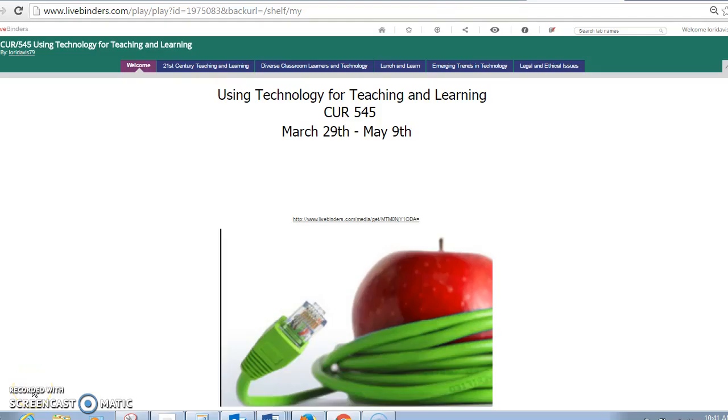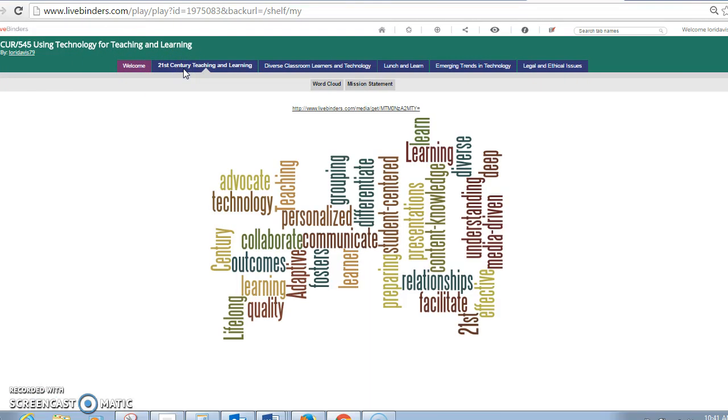When creating the live binder for this course, Curriculum 545, I have chosen several tabs. The first tab being the Welcome tab. On this tab, I've given the date of the class as well as an illustration or a graphic with the apple and the Ethernet cord around the apple showing that technology will be used in the classroom for teaching and learning. The next tab is the 21st Century Teaching and Learning.